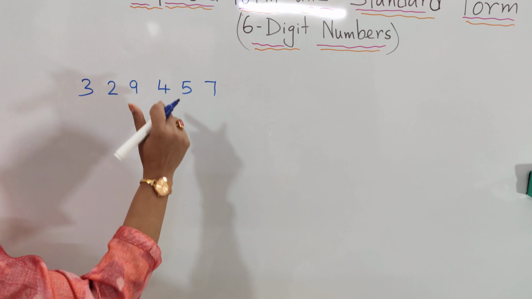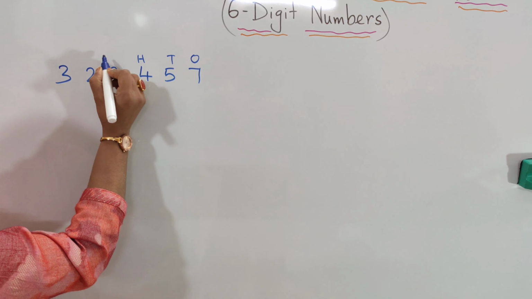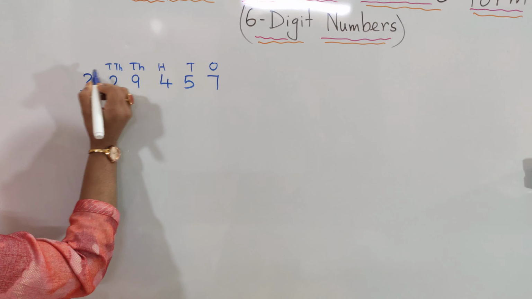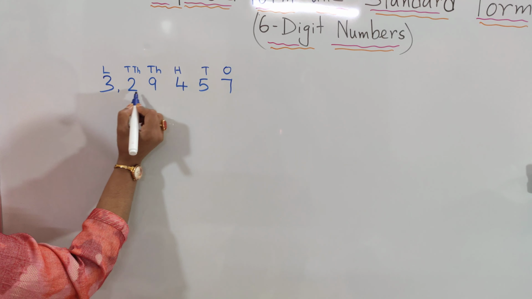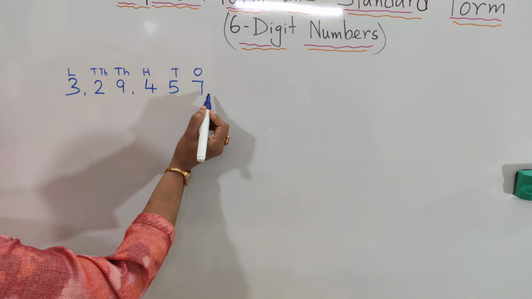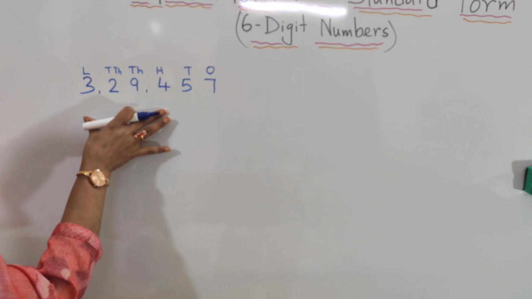Now let's write its places. Ones, tens, hundreds, thousands, 10,000, and this is lakhs. So this is the lakhs period, 3 is in the lakhs period, 29 is in the thousands period, and 457 is in the ones period. Now we will expand this number.